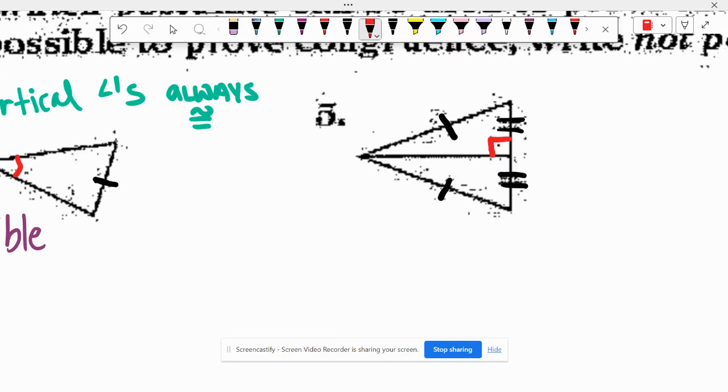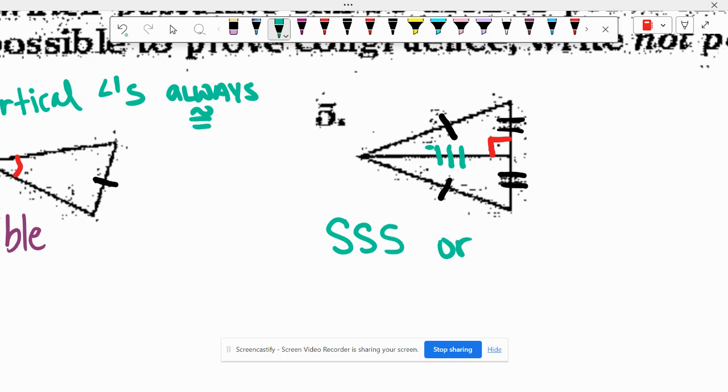Well, what do I know? Say again. SSS. I agree with this. I agree with Aiden. Aiden said SSS. Because what do we know about this side right here? What can we say about this side right here? It's congruent to itself because it's the shared side or the common side. So I have 1, 2, 3, 1, 2, 3. So I could say it's congruent by side, side, side.